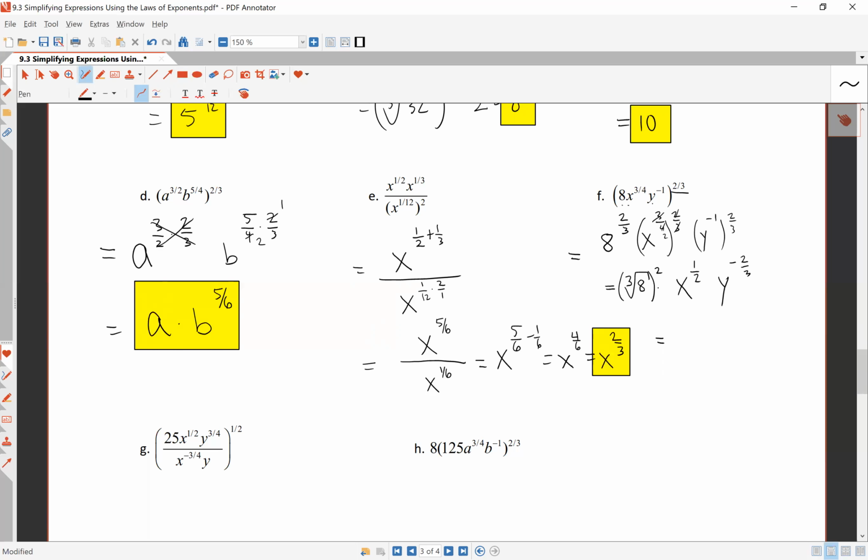Cube root of 8 is 2, and 2 squared is 4. X to the 1/2, and the y to the -2/3 will go to the denominator as y to the +2/3.